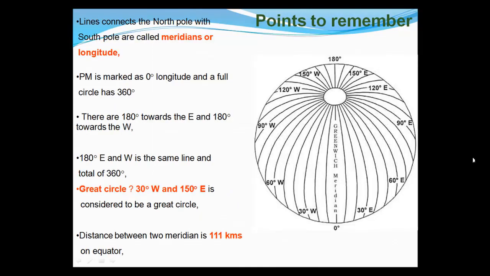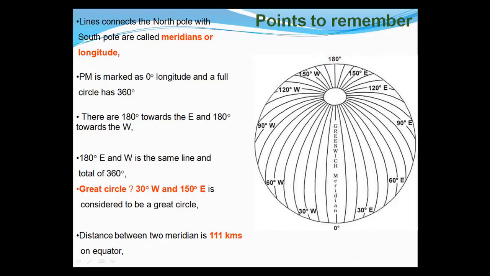Longitude. Some points to remember. As you can see in the sketch, there are vertical lines drawn connecting North Pole to South Pole. These are called meridians or longitudes. Prime meridian is marked as 0-degree longitude connecting North to South Pole, and the full circle is 360 degrees. There are 180 degrees towards the eastern side of the prime meridian, and 180 degrees towards the western side of the prime meridian. 180 degrees east and 180 degrees west is the same line, and the total is 360 degrees.